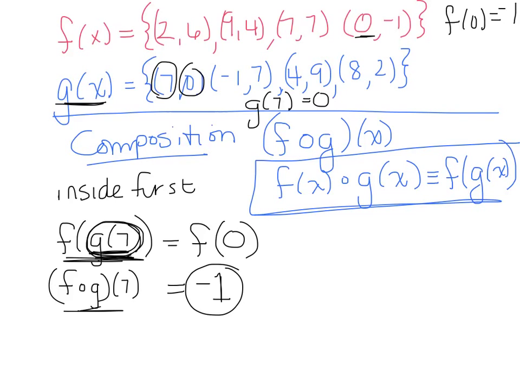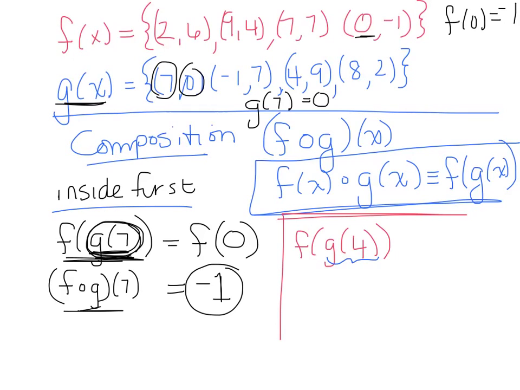I feel like we better try another one of these, so let's try this one more time. Let's do f of g of 4. What we're going to do is first find out what g of 4 is, because that's on the inside. You always have to do the inside first. So go back up to your g function and find what g of 4 is. Remember, this 4 is taking the place of x in g of x. So when x is 4, the y value is 9. So g of 4 is equal to 9. This g of 4 can be replaced with 9.